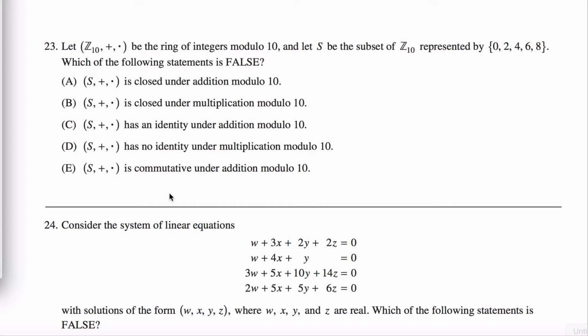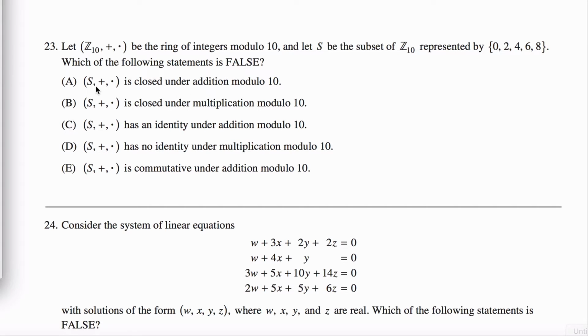All right, here's problem 23 off the math subject GRE practice test. We're getting into group theory here, I guess rings. What you are told is that you have Z10 under addition and multiplication. That's your ring of integers mod 10. And S is a subset of Z10 represented by these elements right here. And which of the following statements is false? That's always annoying when they ask for what is false.